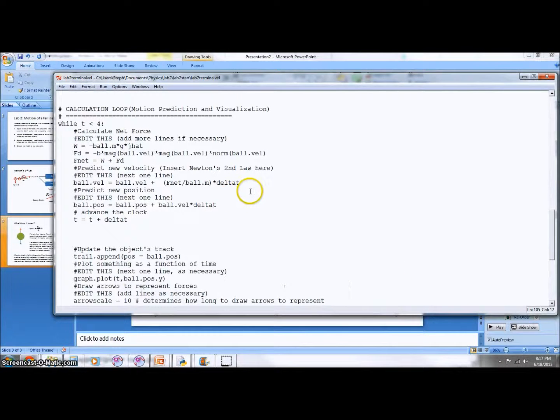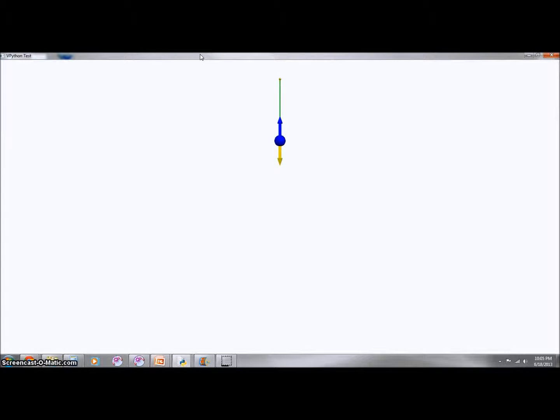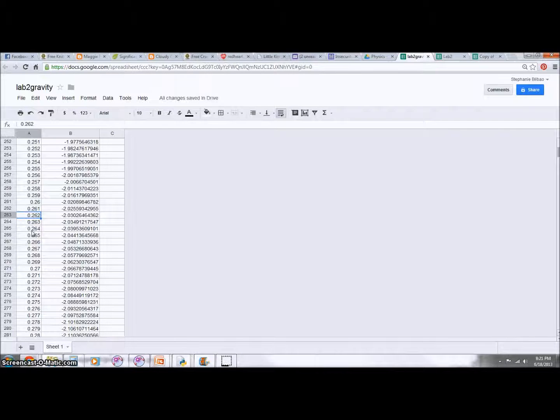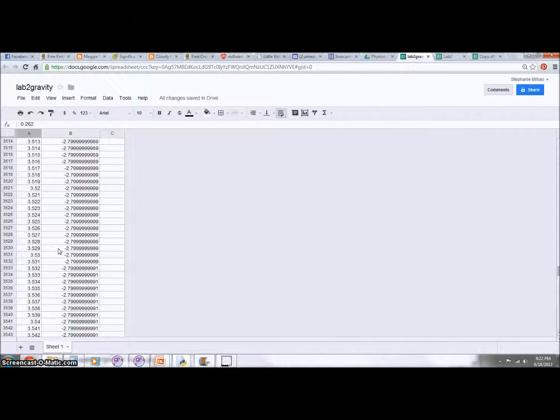We can demonstrate this using our second computational model. Here I've increased the length of time that the model will run in order to allow it to reach terminal velocity. As you can see, the arrow indicating drag increases until it is equal to the arrow indicating gravity. I've entered the values generated by the program into this spreadsheet. The first column shows time, and the second column shows velocity. If you look closely, you can see that the velocity is increasing. However, if you keep scrolling down, you will reach a point where the velocity will stop increasing and remain constant. This is the terminal velocity.